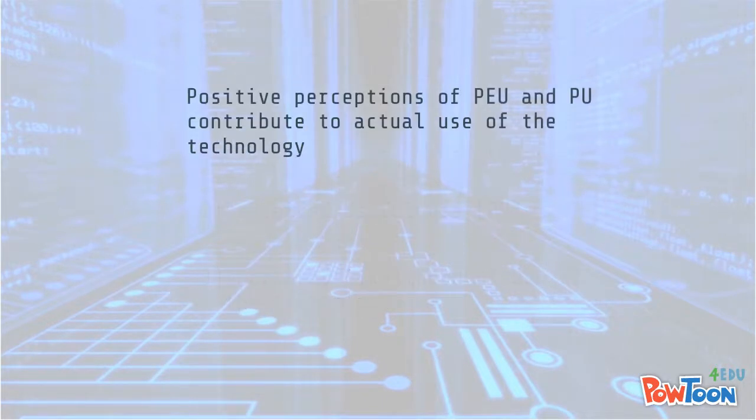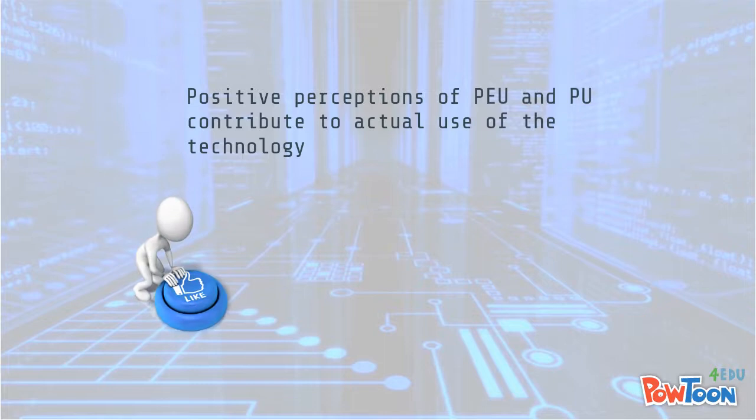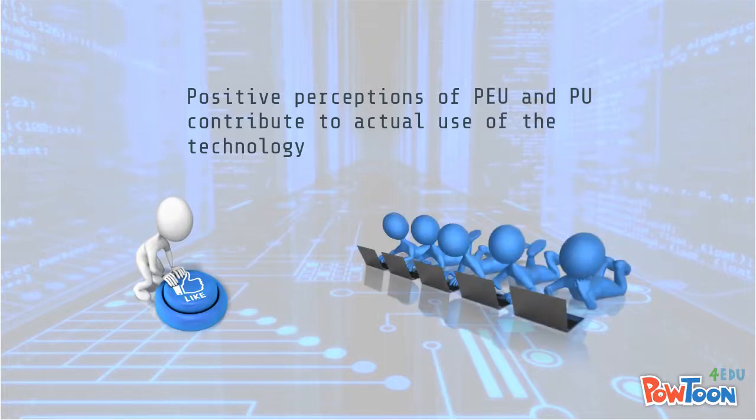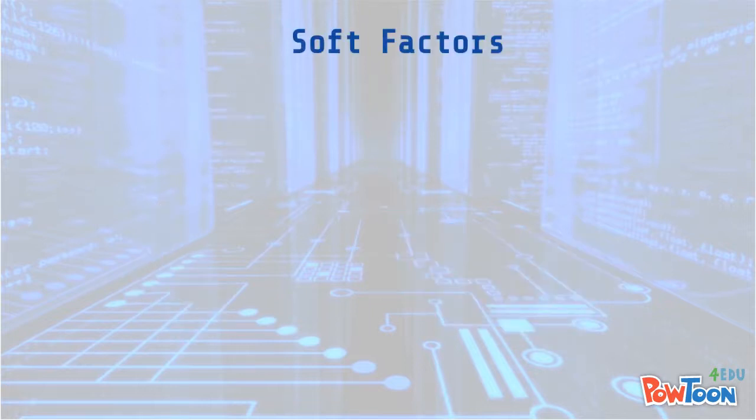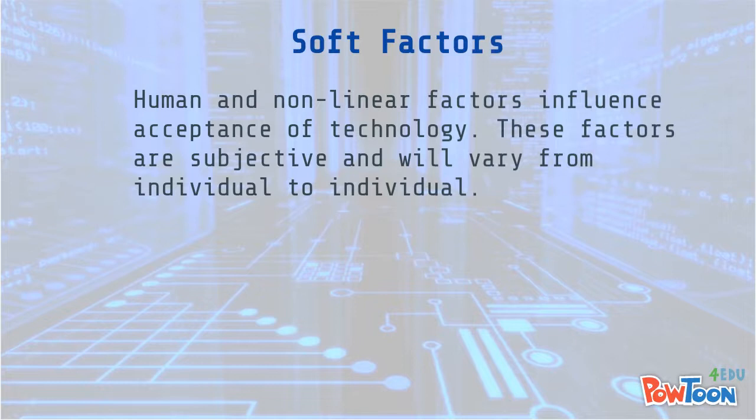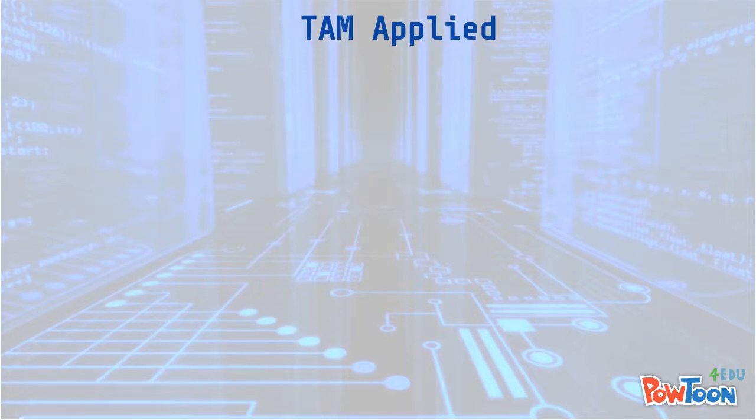Positive perception in both areas contribute to an intention to use, which would lead the users to actual use of the technology. So essentially, the theory looks at soft factors, that is, the human and nonlinear factors which play a role in the technology acceptance. These are things that are going to be subjective and unique to individuals.